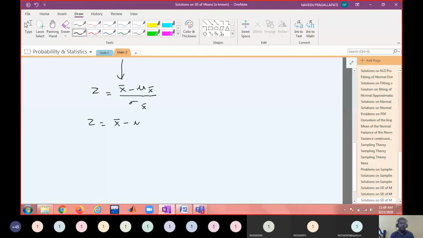Sigma by root n, and sigma is known. This is under the case where sigma is known. So that is what you take to compute the probability.